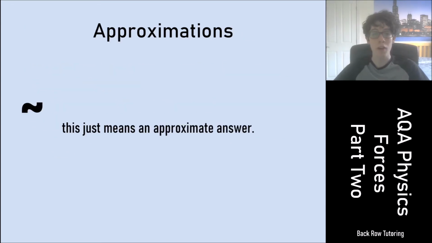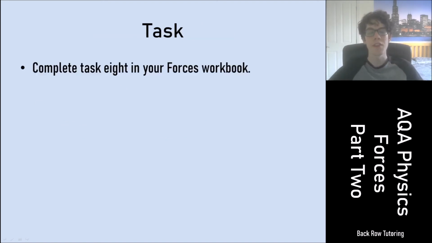And before we go off and do a task, it's worth noting that this symbol here just means an approximation. It's an approximate answer. So a little squiggly line like that just means approximately, and approximately just means near enough. So if you're following along in your revision workbook, pause the video now and complete task number 8.